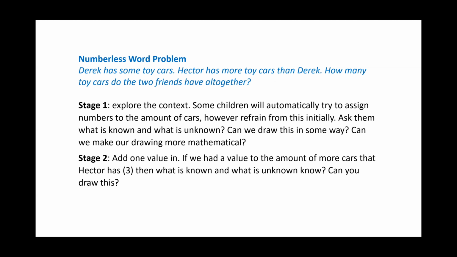In stage 2, you add one value in. If we add a value to the amount of cars that Hector has, 3, then what is known and what is unknown now? Can you draw this? By slowly building up to adding values to the problem, we are starting to explore the mathematical understanding within it. Stage 3 is to add all the values in and to solve the question.